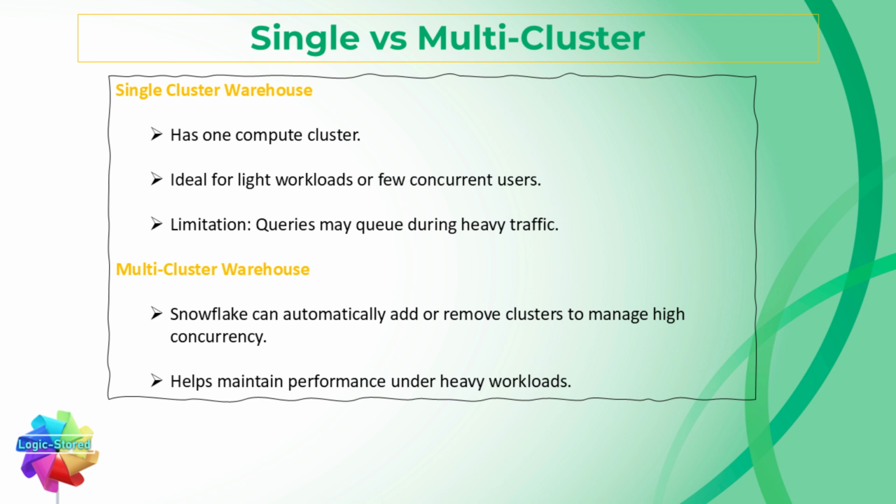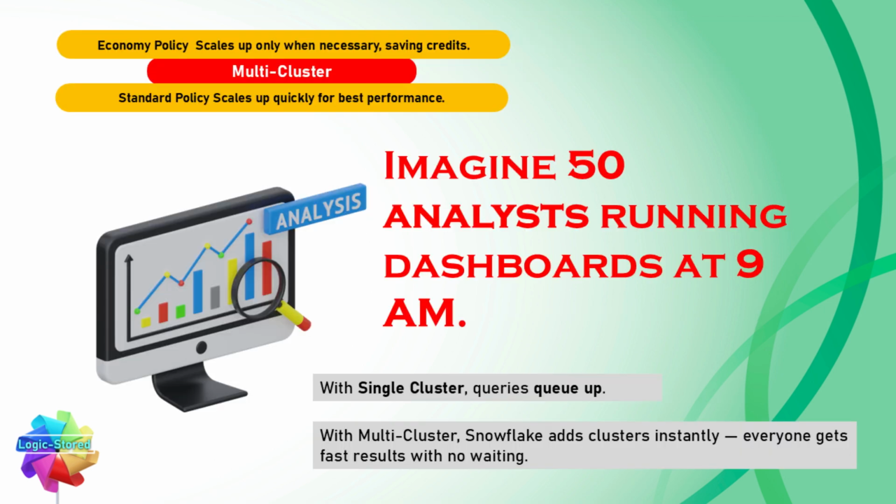In single cluster, you get one compute cluster, perfect for light workloads or few users. But when many users run queries at the same time, you might face a queue. That's when multi-cluster warehouses come in. Snowflake can automatically add clusters to handle high concurrency. You can set scaling policies. Standard policy scales quickly for performance. Economy policy scales only when really needed to save cost.